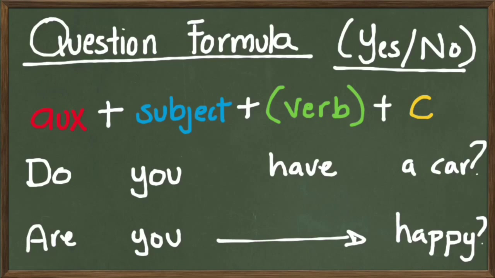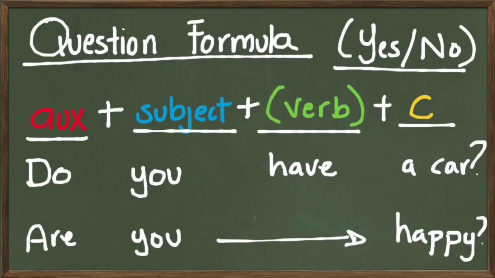Then the general question formula will be the following. We need an auxiliary. It can be do, will, can, could, should, etc. We have the subject. Who are we talking about? You, he, she, it, Carlos, Alejandro, Robert, William, etc. And the verb in simple form, in past, in ing form, etc. And finally we have the complement, that extra part of the question that completes the idea. Okay, I'm going to erase it.